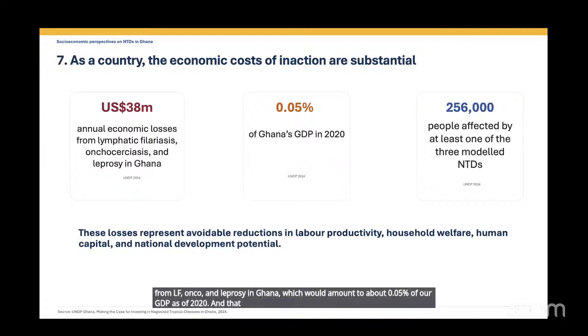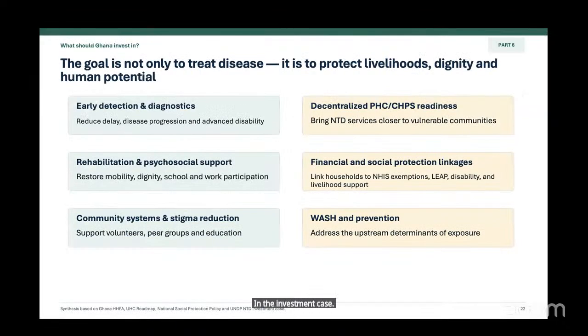And that means that we'll have about 256,000 people affected by at least one of these three conditions as modeled in the investment case. So what should we do as a country? What should be our goal?